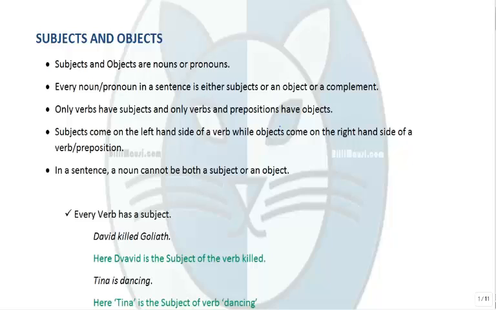So let's go through a few postulates or the guidelines which we have over here. Subjects and objects are always nouns or pronouns or noun clauses. Every noun or pronoun in a sentence is either a subject or an object or a complement. Only verbs have subjects and only verbs and prepositions have objects. Subjects come on the left hand side of a verb while objects come on the right hand side of a verb or a preposition. In a sentence, a noun can either be a subject or an object.